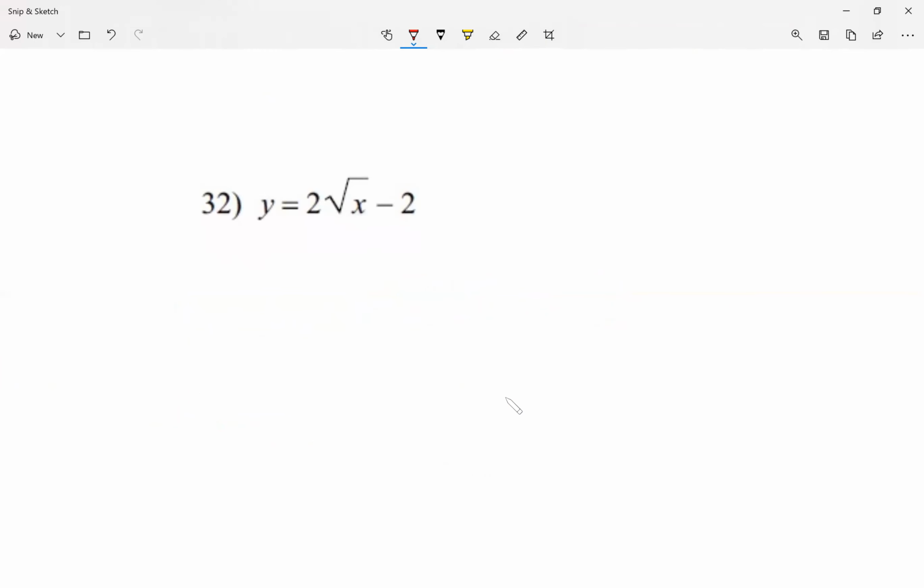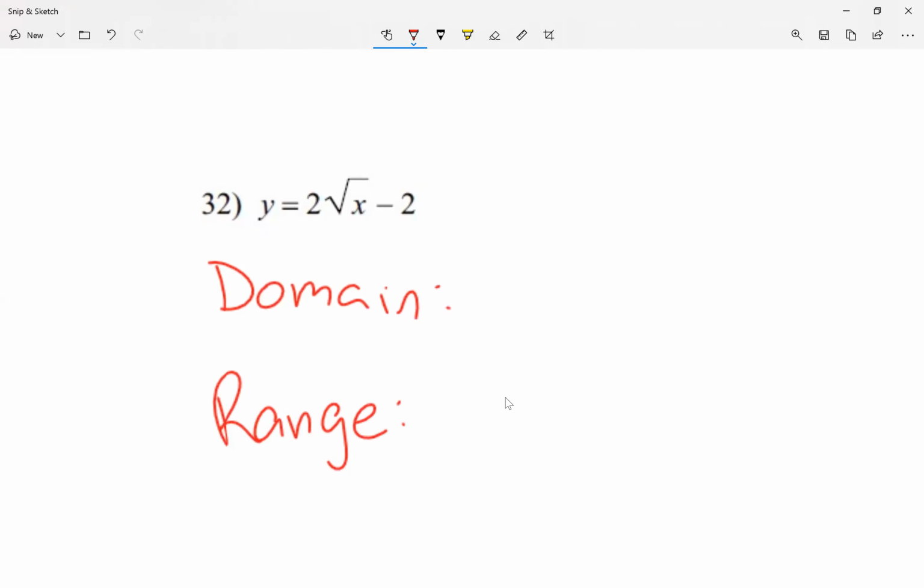Let's take a look at question number 32. I'm going to write domain and range. My x is inside the square root of x. So what's the smallest x value I can think of that will make my square root 0 or positive? In this case, I'm going to say x is greater or equal to 0, because the smallest value x can be is 0.